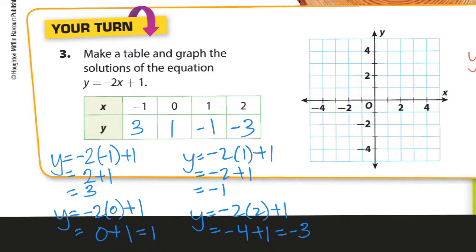So negative 1, 3 is right here. And then 0, 1 is right here. And 1, negative 1. It's looking like a straight line right there, and if it's not a straight line, I know I did something wrong. And then I have 2, negative 3, which is right here. And there's my straight line. Look at that perfectly straight line.